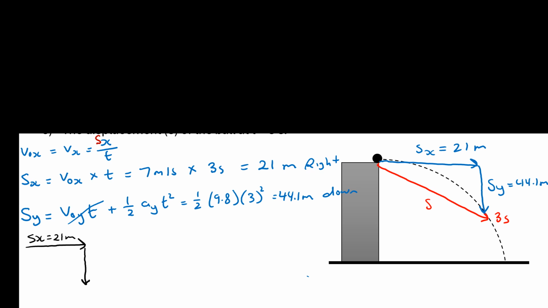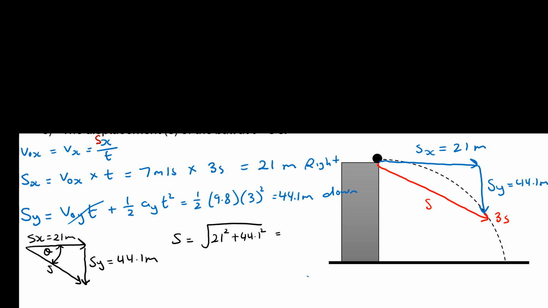Alright, but this diagram is not to scale. So Sy equals 44.1 meters. And now we can use Pythagoras to find the value of S, the displacement. And then once we know the value of S, we will calculate the direction of the displacement. So first, let's find the magnitude of the displacement. So S equals the square root of 21 squared plus 44.1 squared.